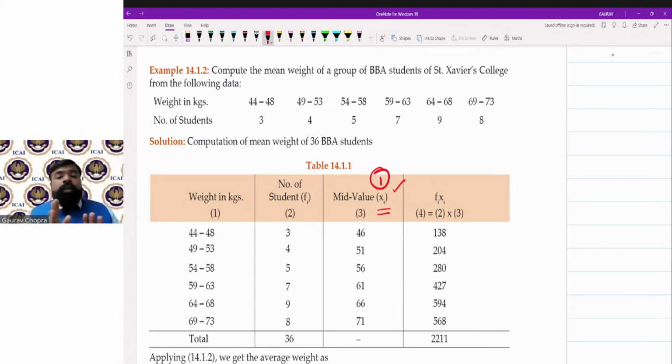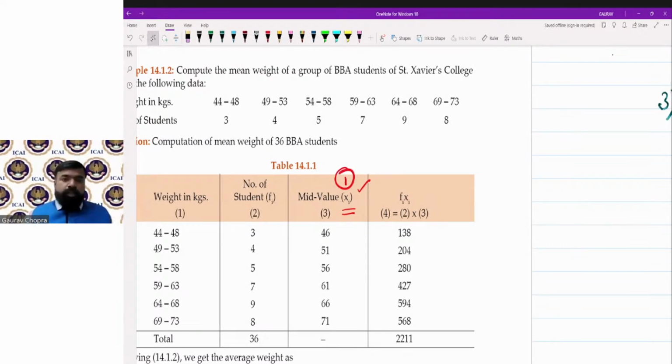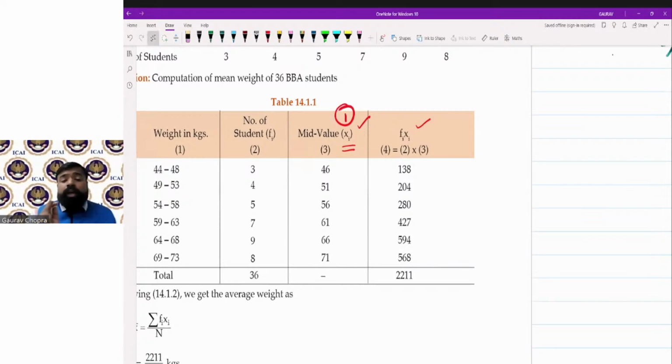So after this mid value, you can apply any method. Okay, you can apply any method as per your choice. So it becomes very easy to solve. So in most of the cases, we use direct method. So you can try f into x upon sigma f. Okay, and one thing is also there, you have to use your calculator very wisely so that you can solve all these in very less period of time.